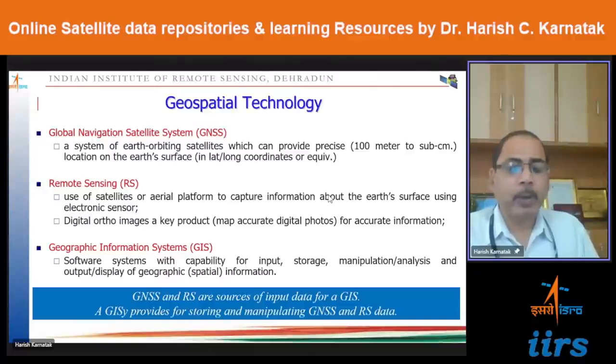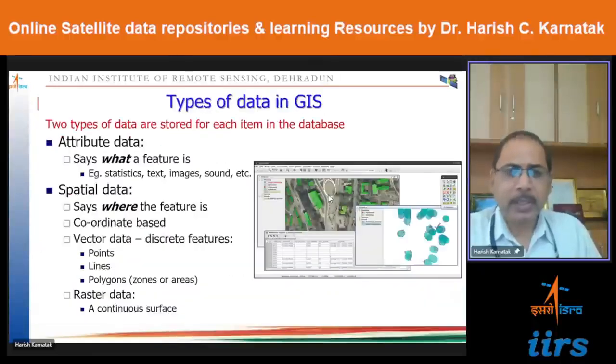It has the capability for the input, storage, manipulation, analysis, and display of geographical data. When I say the display of geographical data, it can display as a 2D map, or two-dimensional map, and three-dimensional map. So I can generate augmented reality or virtual reality models, and I can visualize how my area looks from space. So these are the capabilities of the system.